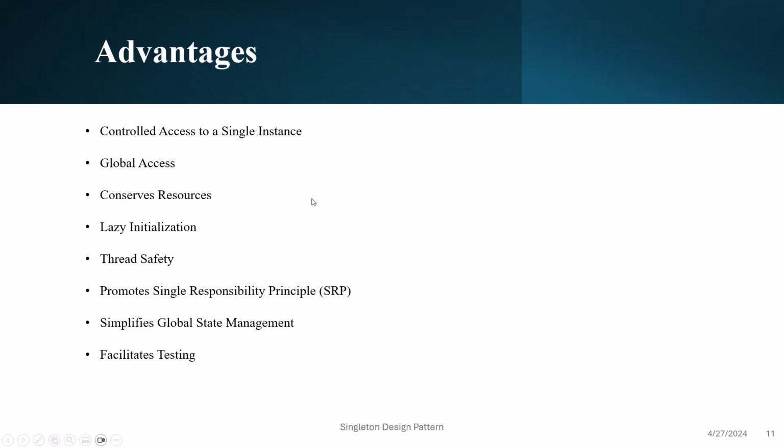Next are the advantages. So what are the different advantages of the singleton class? Let's start with it. The first one is controlled access to a single instance. It ensures that a class has only one instance, providing a global point of access to that instance. This can be beneficial when you need to restrict the instantiation of a class to exactly one object, ensuring that all components of the system share the same instance.